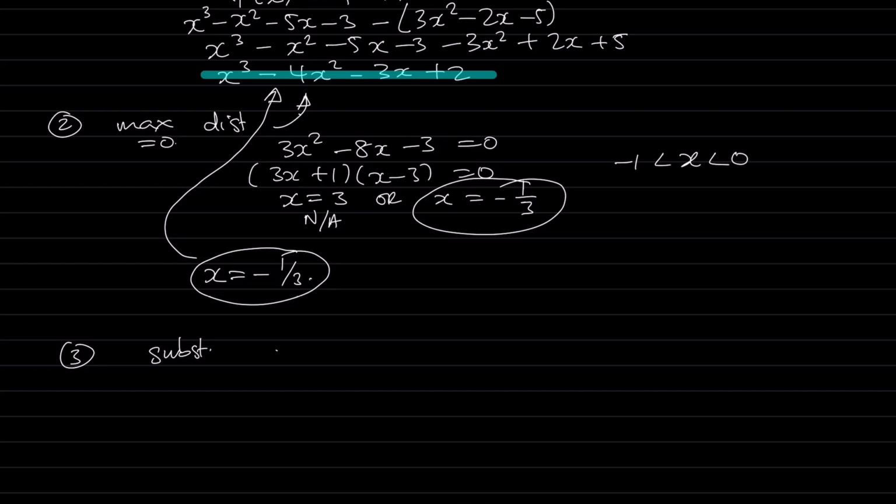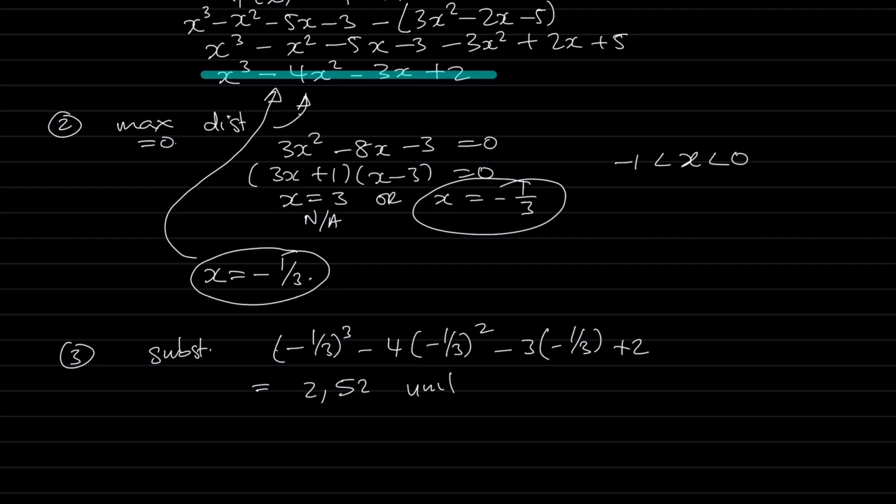You're going to have minus 1 over 3 to the power of 3 minus 4 into minus 1 over 3 squared minus 3 into minus 1 over 3 plus 2. And that's going to give you an answer of 2,52 units.